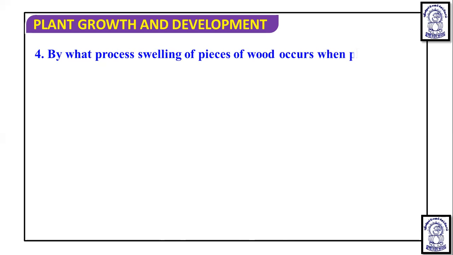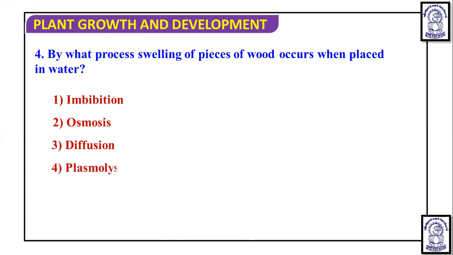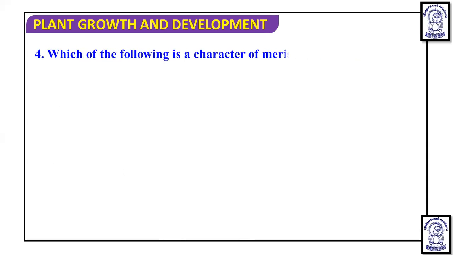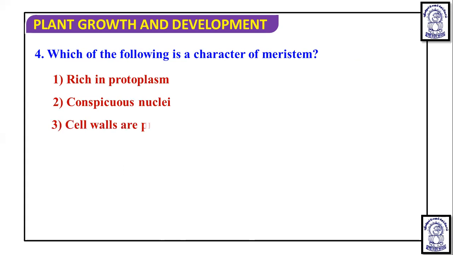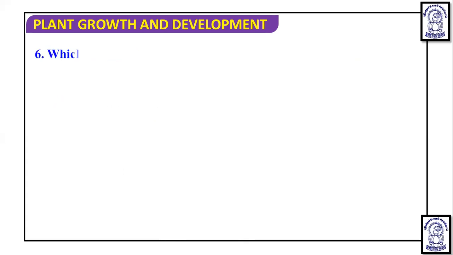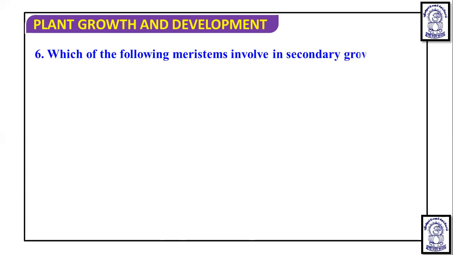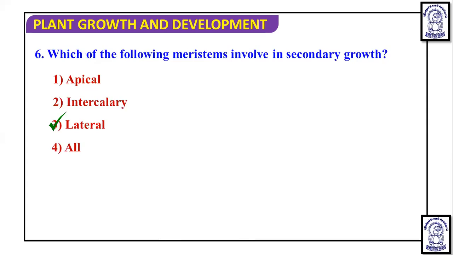By what process does swelling of a piece of wood occur when placed in water? We have just understood in the initial part that it is due to imbibition, not growth. Which of the following is a character of a meristem? Rich in protoplasm, conspicuous nuclei, primary cell walls: all of these are characteristics of a meristematic cell. Which meristem is involved in secondary growth? Apical meristem is involved in primary growth, and intercalary meristem is also involved in primary growth because both are primary in origin, whereas lateral meristem is involved in secondary growth.